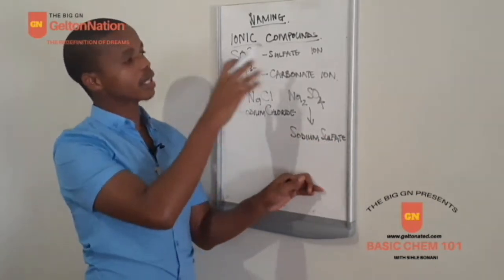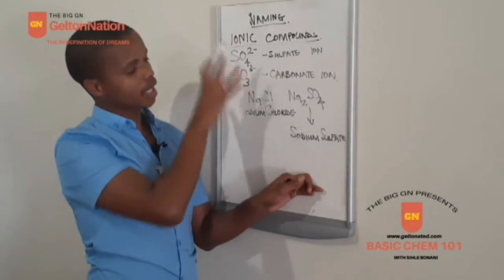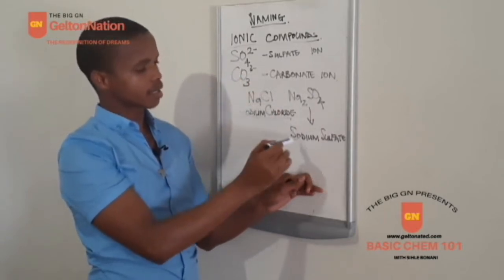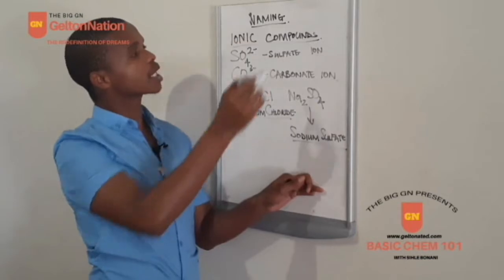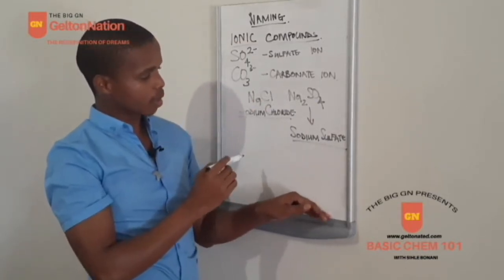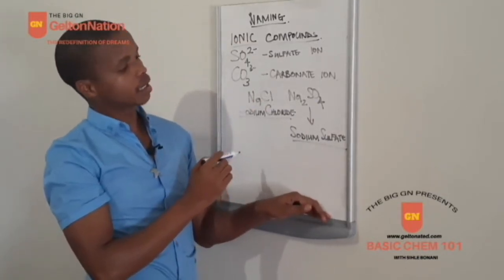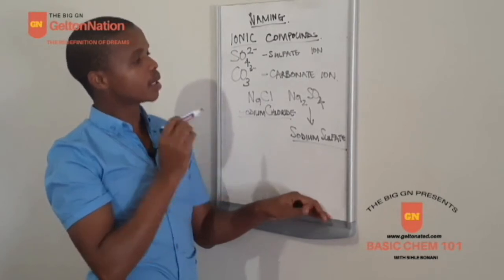So if you know how to name your ions, you just add your ions to get the chemical name for ionic compounds. And that is about it.